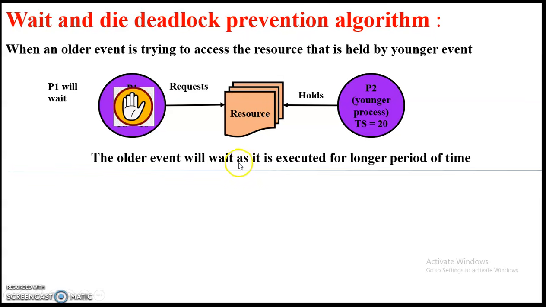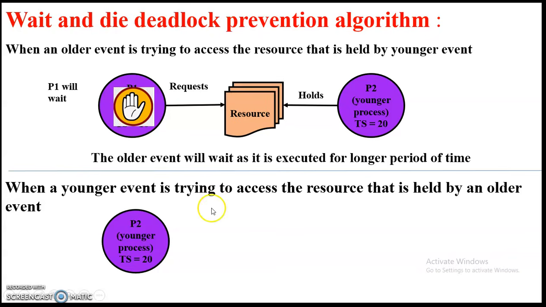The older event will wait, as it has been executing for a longer period of time, which means that P1 has completed its execution for some amount of time. So whenever the younger event comes, P1 will wait, saying that the younger event needs to proceed.